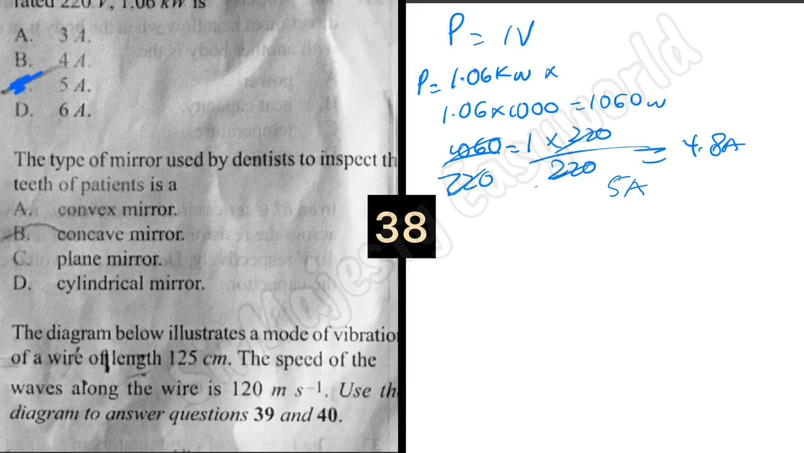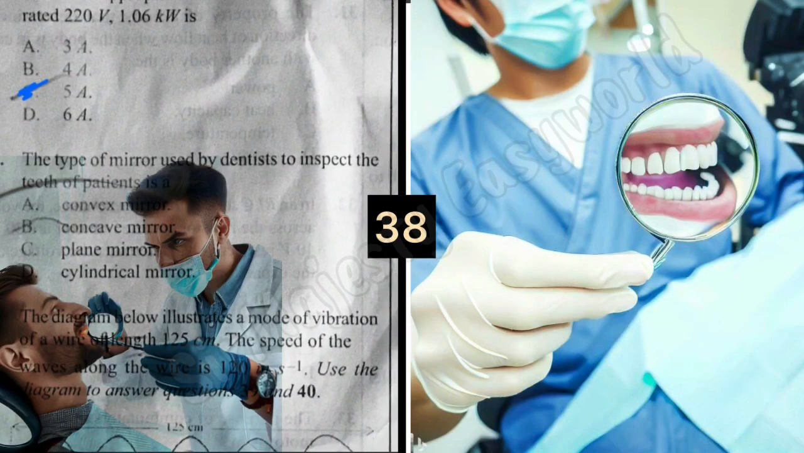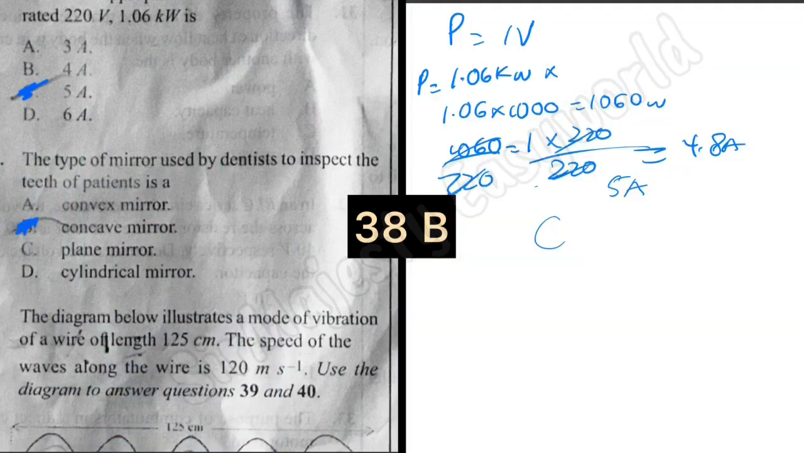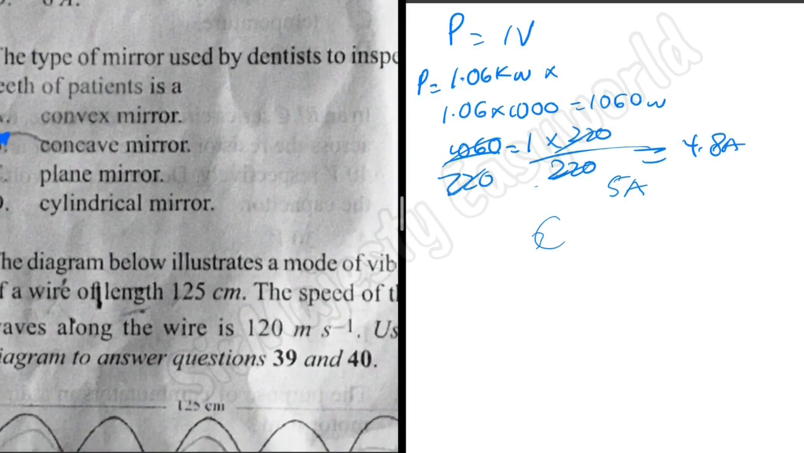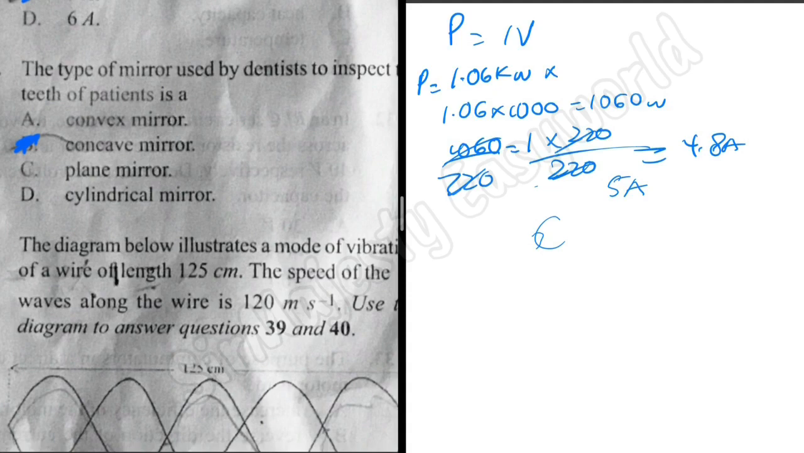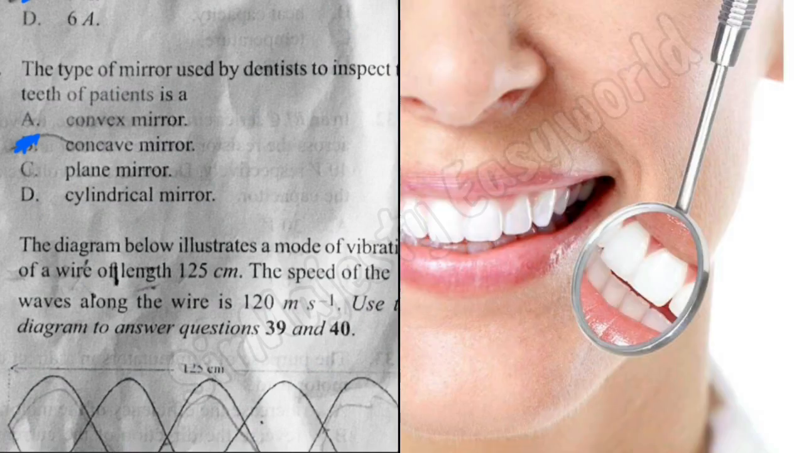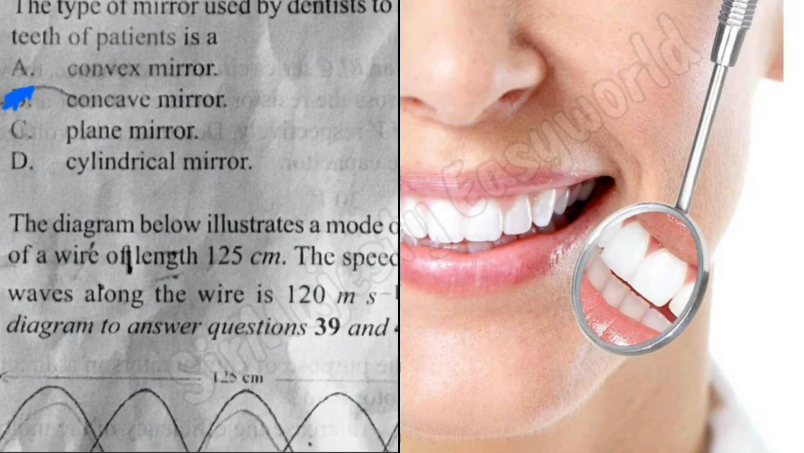The type of mirror used by dentists to inspect the teeth of patients is concave mirror. Concave mirror magnifies image. Convex mirror is used in car mirrors, to give a smaller image of objects behind you. We cannot obviously use the plane mirror. Plane mirror gives the same size, which will mean that the size of the teeth will remain the same. And what a dentist needs is a clearer image of the teeth so they can see the problem there.